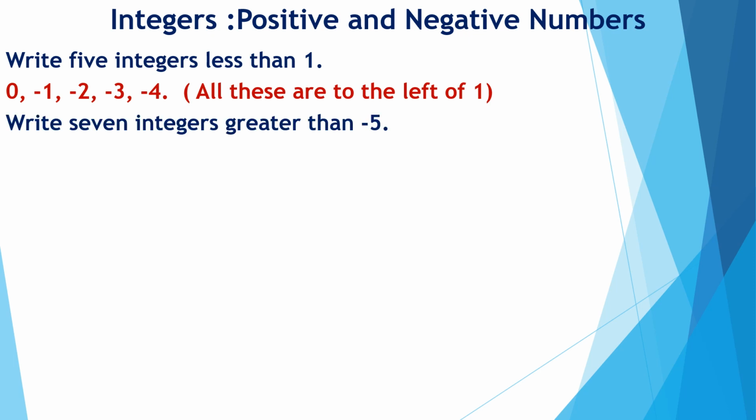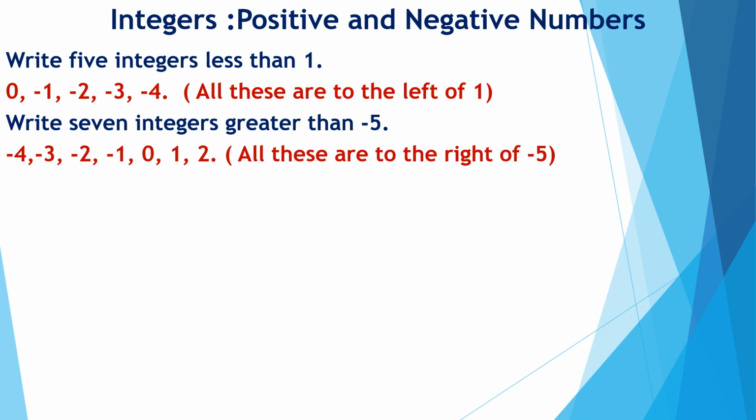Now write 7 integers greater than negative 5. So we have to write integers greater than minus 5. So we move towards the right. Now minus 4, minus 3, minus 2, minus 1, 0, 1 and 2. All these are to the right of negative 5. So they are 7 integers which are greater than minus 5.